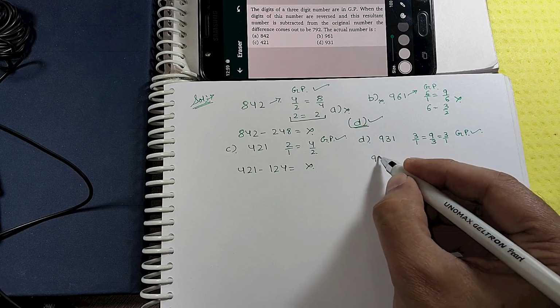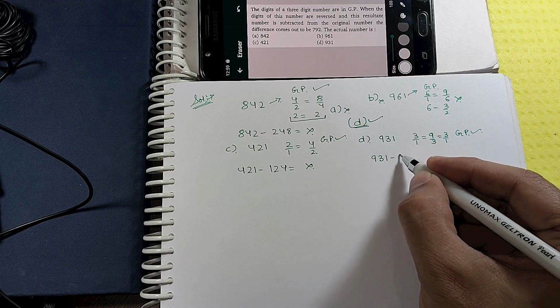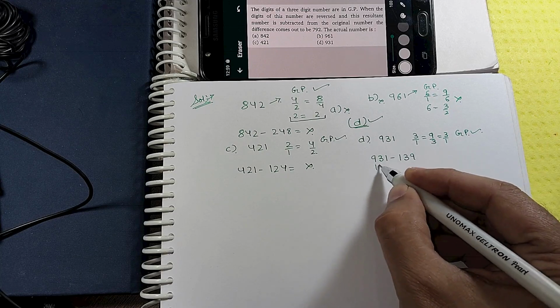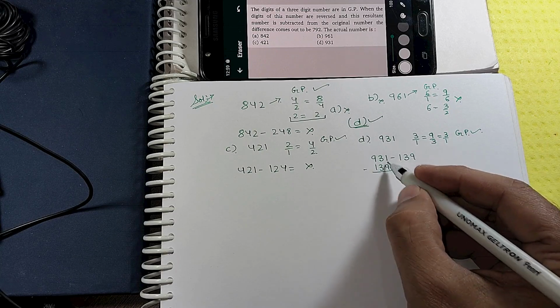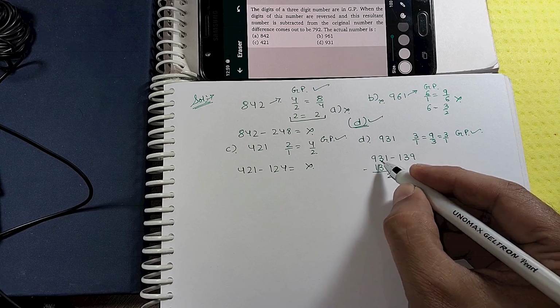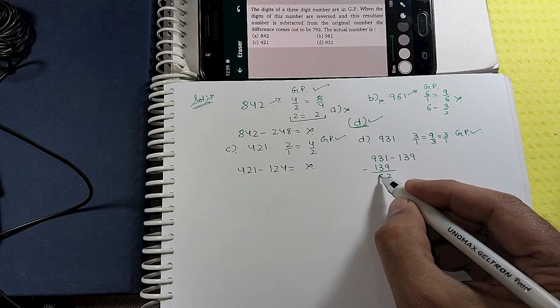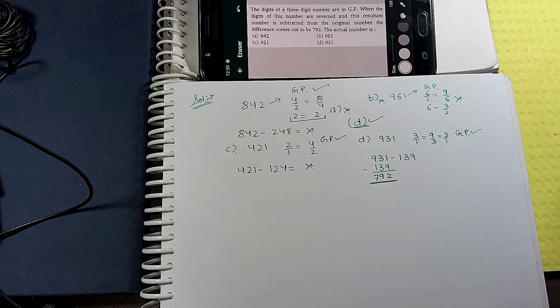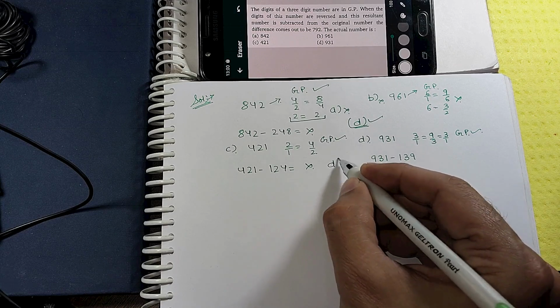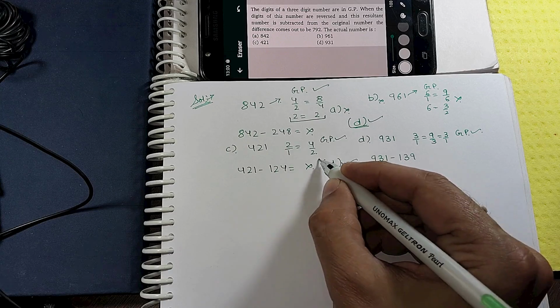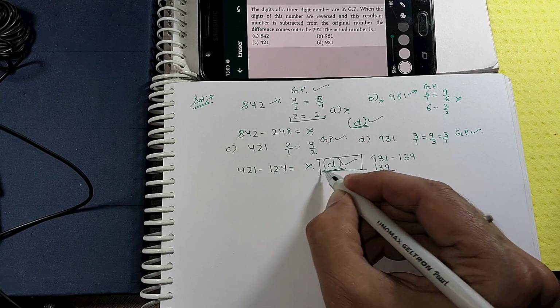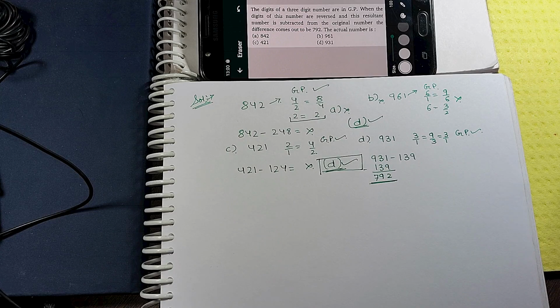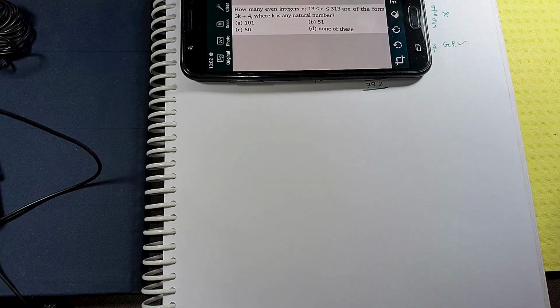Now 931 minus 139. This will be 792, so the difference is also coming out to be 792. So for this particular question, we will mark option D. Having options, sometimes you can find the solution directly by solving with the options. So the right option in this question is option D.